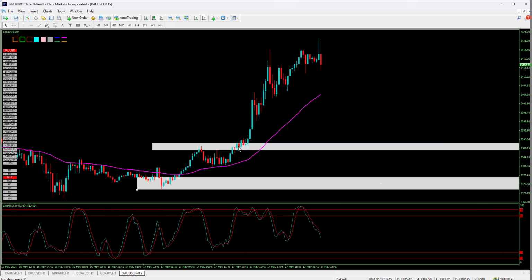So when it did this, then it broke out, then again it retested. So this way I told you to enter instant buy. So that's why it flew up.